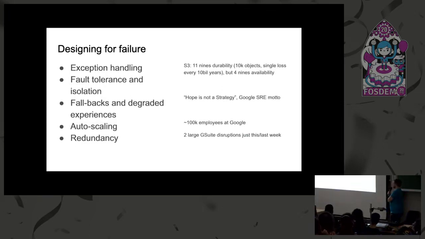Fault tolerance and isolation. How do we make sure that when something is not running the way we expect it, the rest of our system is still functioning? Fallbacks and degraded experiences. Well, I just discussed degraded experiences. Autoscaling. What if we have more traffic than we originally assumed? How do we deal with that? In our cloud computing world, it's a lot easier subject than in many other environments. But autoscaling is something that can be very useful to deal with these things.